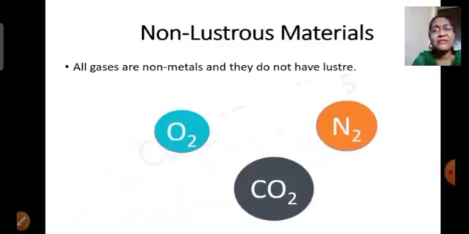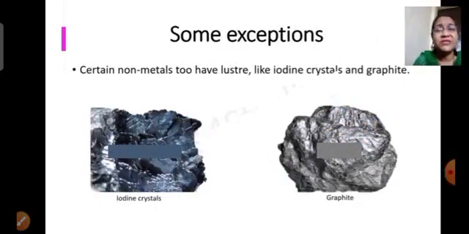As I told you, metals have shine and luster and non-metals do not have shine and luster. But there are some exemptions here. Exemptions means there are some metals and non-metals that do not follow some properties. Certain non-metals have luster, like iodine crystal and graphite. They have shine. As I told you, non-metals do not have luster, but here are some examples of non-metals like iodine crystal and graphite. They have shine and they are non-metals. These non-metals are examples which have luster and shine.